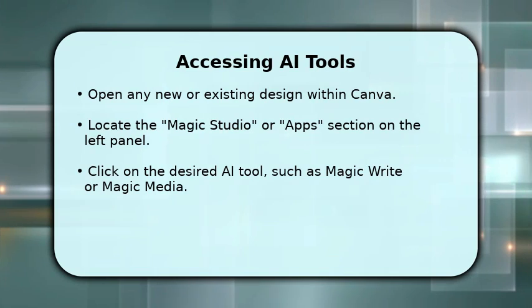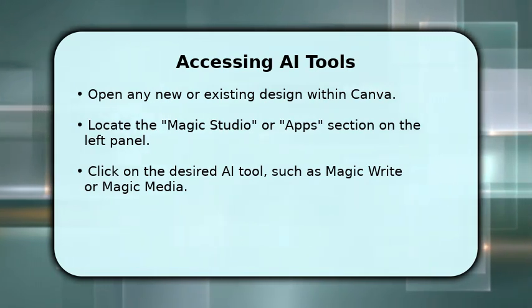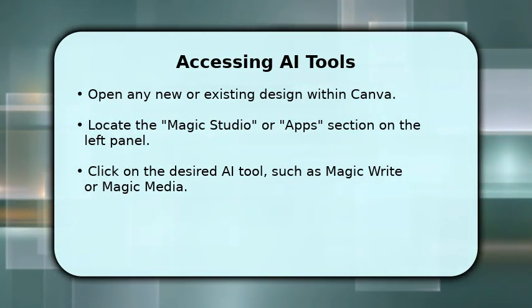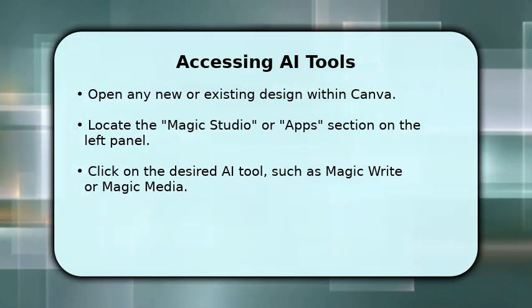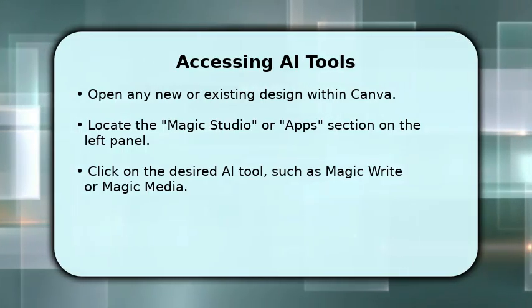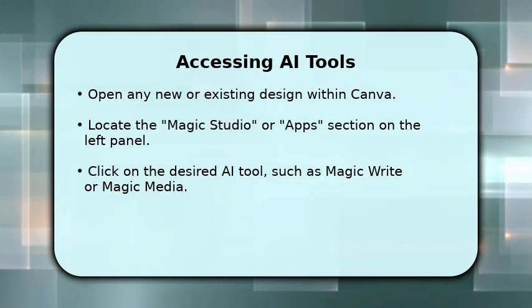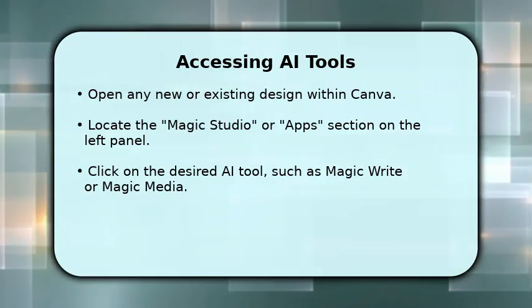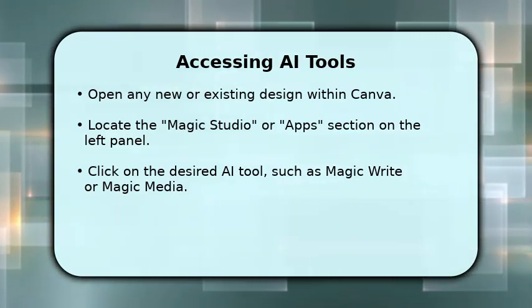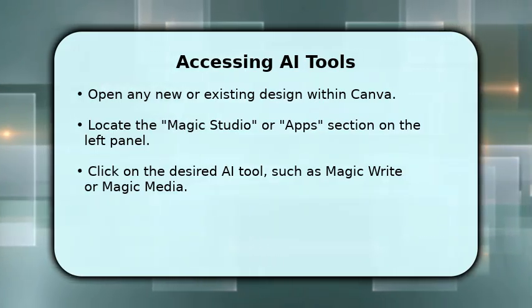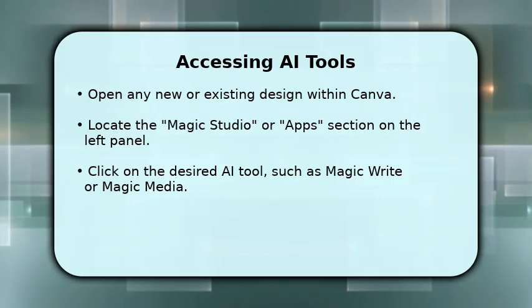To begin using Canva's AI, first open any design, whether it's a new project or an existing one you're refining. On the left-hand side of your editor, you'll find the Magic Studio or Apps section. Simply click on this area to reveal a variety of AI-powered tools. From there, select the specific feature you wish to employ, like Magic Write for text or Magic Media for images.